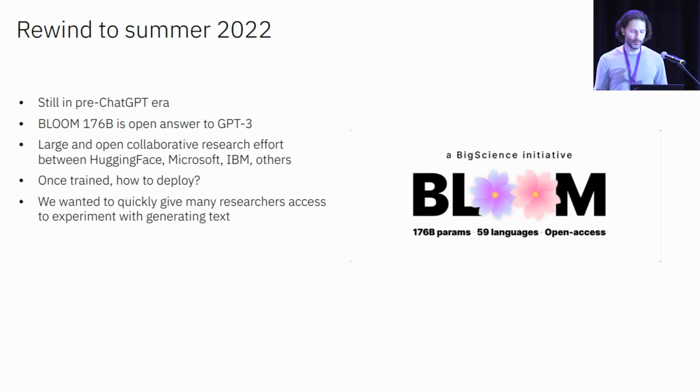So if you rewind to summer of 2022, this is before ChatGPT came out in November, December of that year. OpenAI had GPT-3, but not that many people knew about it. It was mostly a research thing. But clearly a lot of people were seeing the potential, though it came with restrictions in terms of what you could do with it commercially. So there was a large open source effort called Bloom that some of you may be familiar with.